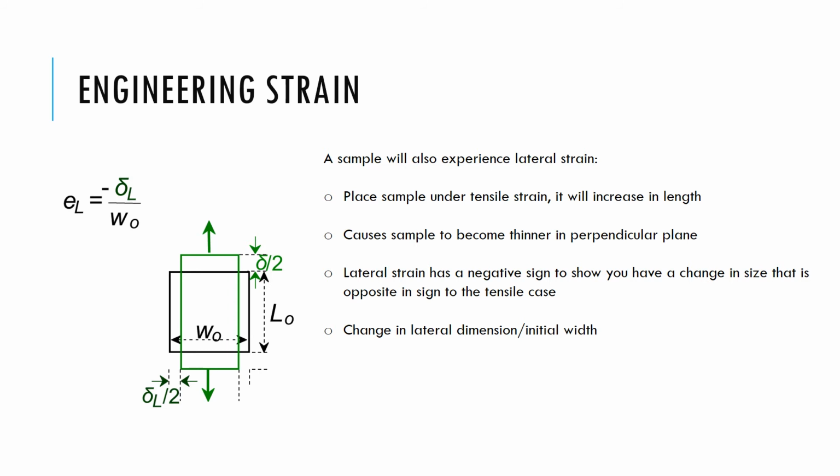If we're pulling a material apart, it becomes longer in the direction of tensile strain, but it becomes thinner as we pull it apart. The direction of its thinning, if you like, is perpendicular to the applied load. So that lateral strain will actually have a negative sign because the material is becoming thinner. The strain in the direction that we're pulling it apart, which is denoted as L on the diagram there, will be positive because it's becoming longer. But the width of the material is decreasing as we pull it apart, so that lateral strain actually has a negative sign.